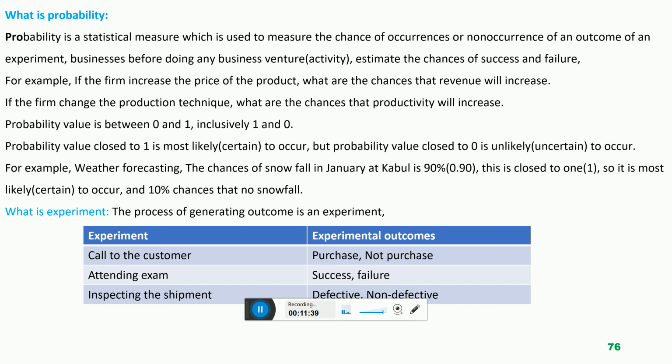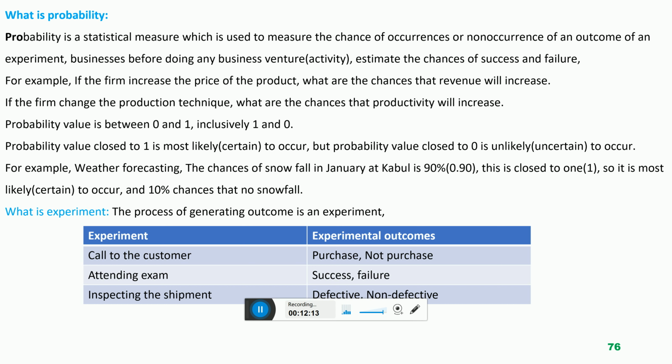That is called an experiment. Suppose the first experiment is a call to the customer. A sales manager is calling the customer to sell his product. So this calling to the customer is the experiment. Now when the seller is calling the customer, this experiment will carry two outcomes.